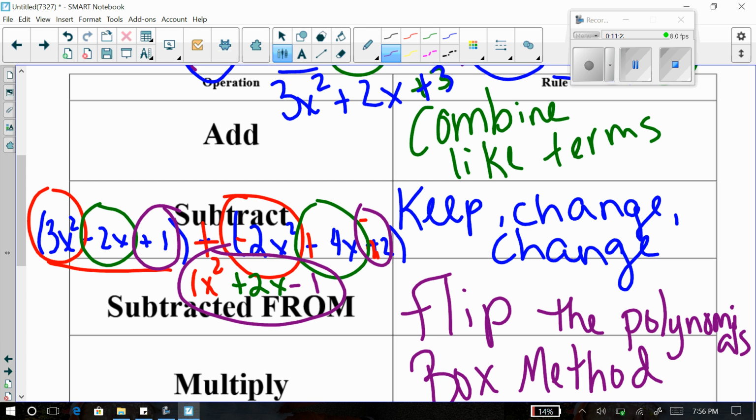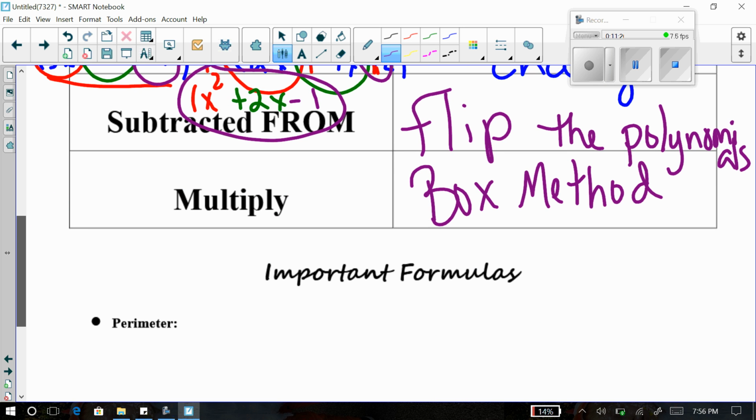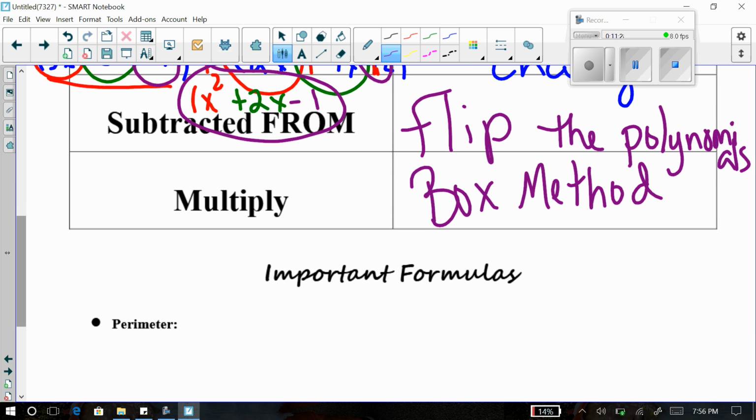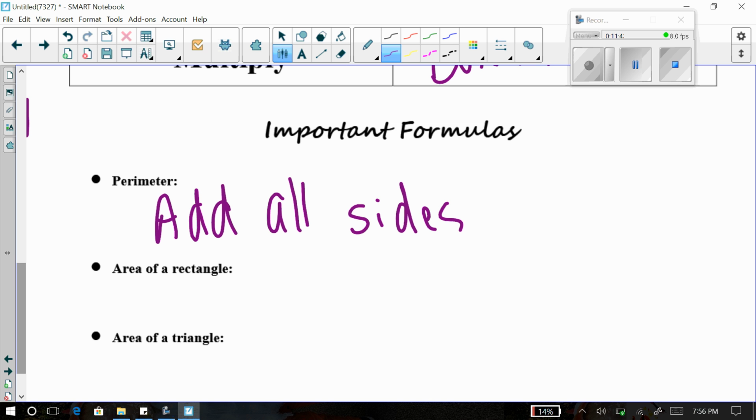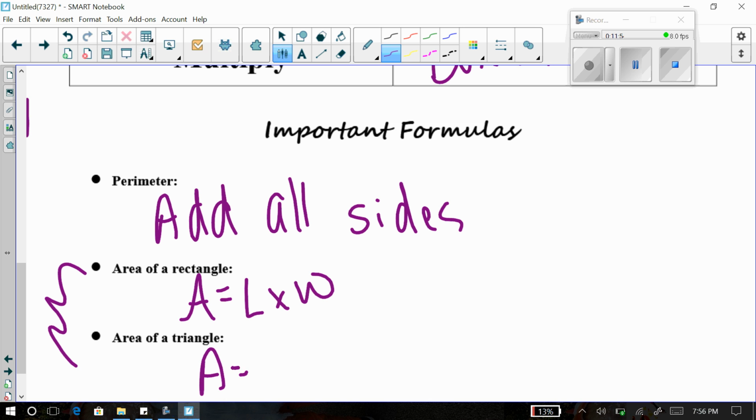Now, before we do the examples here, let's go down to these important formulas that you need to know. Perimeter simply means you add all the sides. So if I want you to find the perimeter of a rectangle, you'd add up all the sides. Area of a rectangle and area of a triangle would be given to you on a test or quiz and the Regents exam. Area of a rectangle is just length times width. Area of a triangle is just 1/2 base times height.